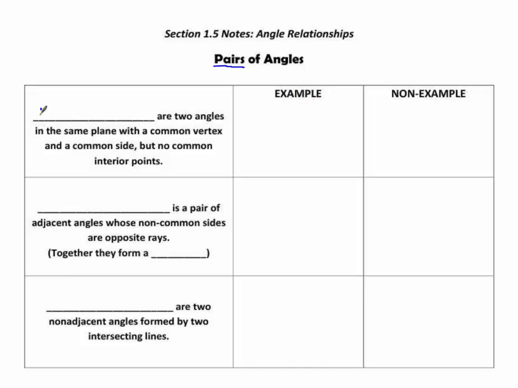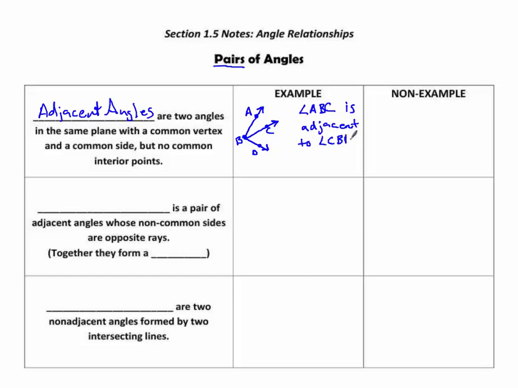And the first one is called adjacent angles. Adjacent angles are two angles in the same plane with a common vertex and a common side, but no common interior points. An example would be if we had angle ABC, and then we also had angle CBD. And so the way we would describe that is to say that angle ABC is adjacent to angle CBD.